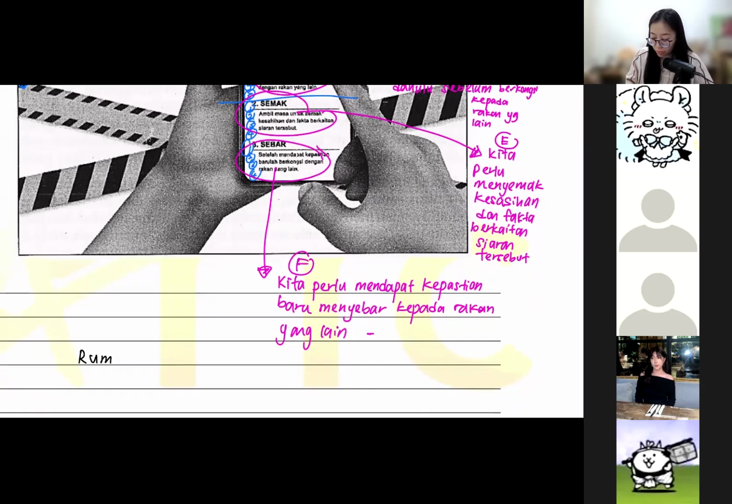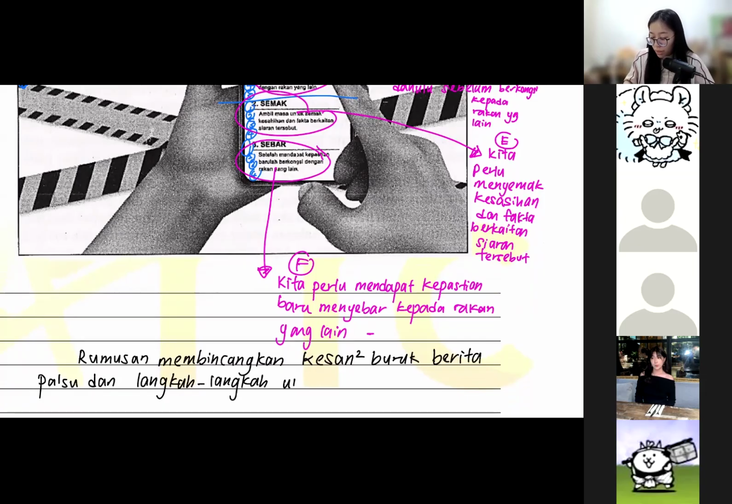We're starting with rumusan. Membincangkan your first isi, which is kesan-kesan buruk. Remember, you have to put kata ganda because you're telling more than one kesan. So kesan-kesan buruk berita palsu dan langkah-langkah, the way untuk mengatasinya, to solve it. You can put nya or, sorry, don't say mengatasi. I put menghentikan, right? Untuk menghentikannya.